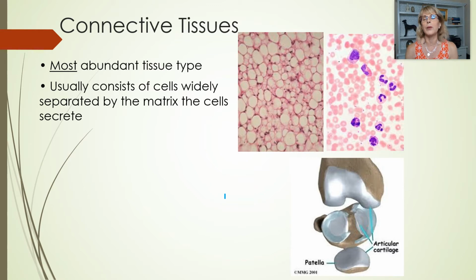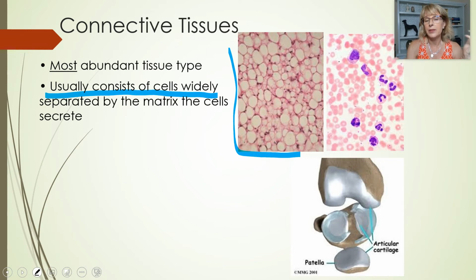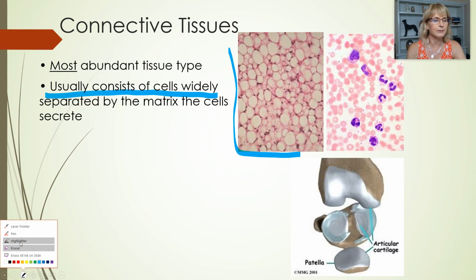Connective tissues are the most abundant tissue type, meaning if I took your entire body weight and painstakingly put all of the epithelial cells over here, connective tissue cells over here, muscle cells, nerve cells, I probably would have a greater volume of weight with connective tissues. And usually these guys are widely separated by the matrix that the cells secrete. Not always. This example right here, that's adipose tissue. And adipose tissue actually has stuff inside of the cells, fat, but not so much outside the cells.